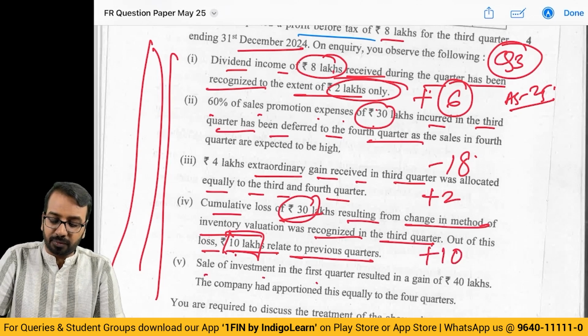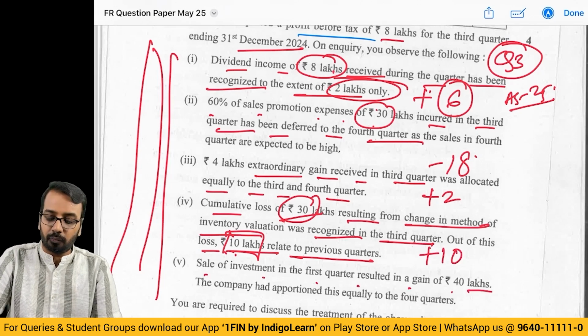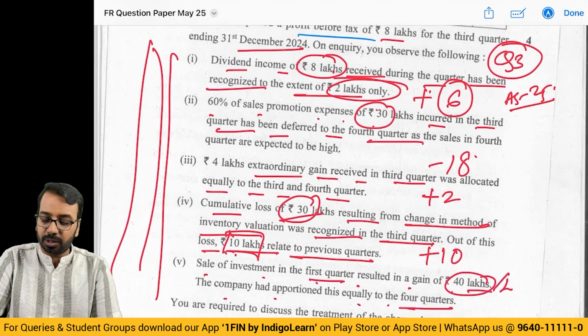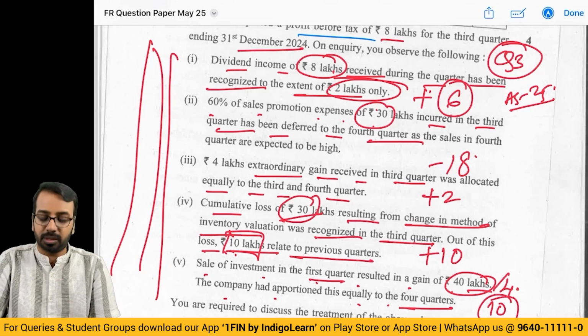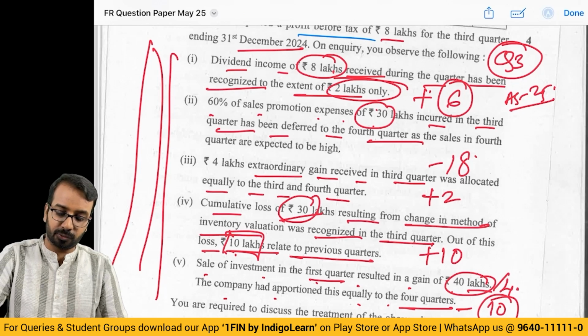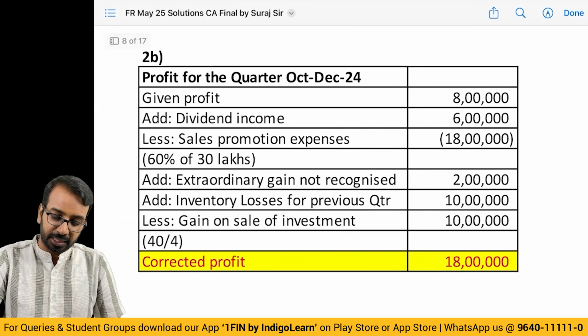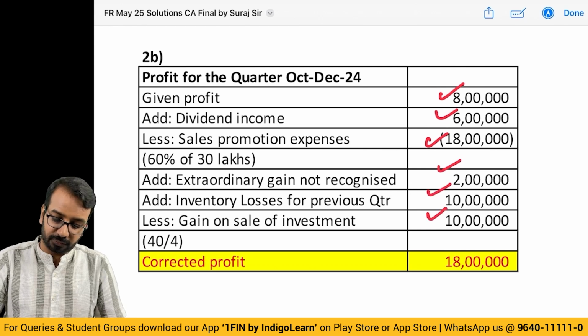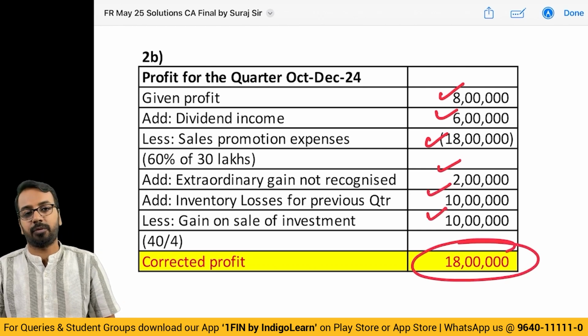Sale of investment in the first quarter resulted in a gain of 40 lakhs. The company had apportioned this equally to the 4 quarters. 40 in the first quarter, you have apportioned equally, 4 means 10 lakhs in this quarter. This has to be reversed, minus 10. So let's see the solution. 8 plus 6 minus 18 plus 2, the gain not recognized, inventory loss of previous quarter, gain on sale of investment. So you get to the corrected profit of 18 lakhs.